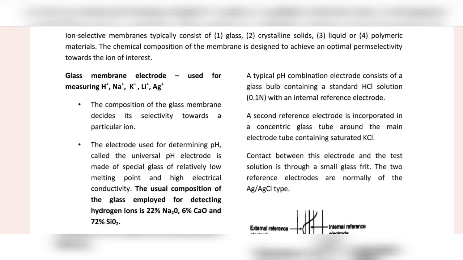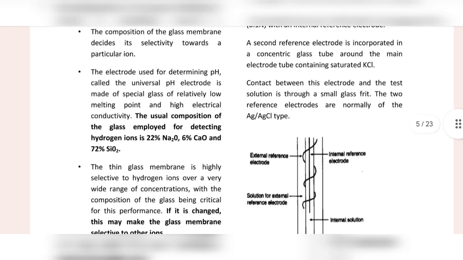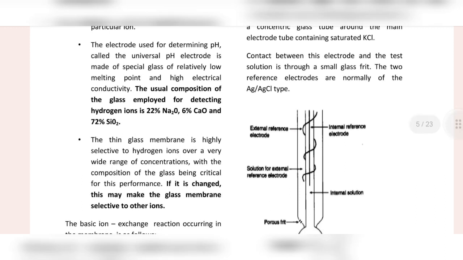The usual composition of glass for detecting hydrogen ions, that is in the pH electrode, is 22% Na2O, 6% calcium oxide, and 72% silica. And this composition decides its selectivity towards a particular ion. If the composition is changed, the glass membrane becomes selective to other ions also. So this composition is very important. And the glass membrane is highly selective to hydrogen ions over a very wide range of concentration.